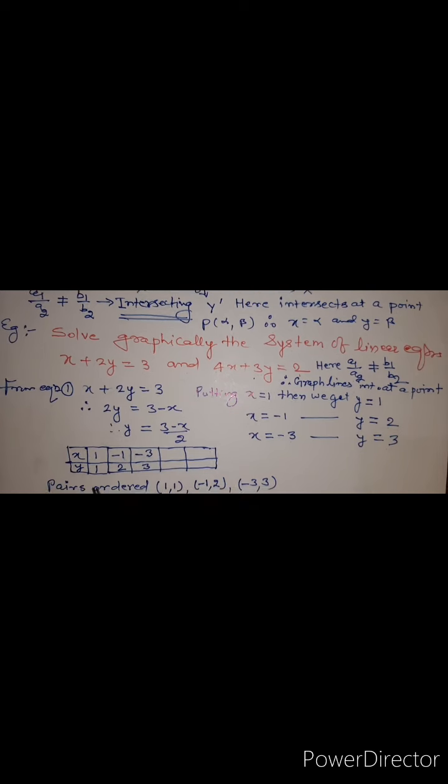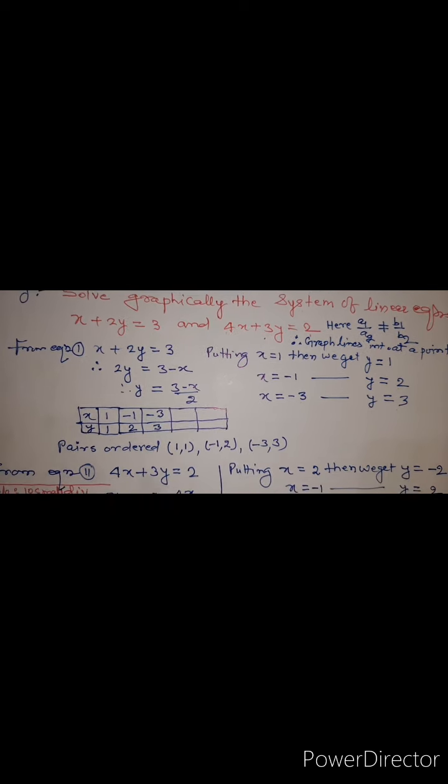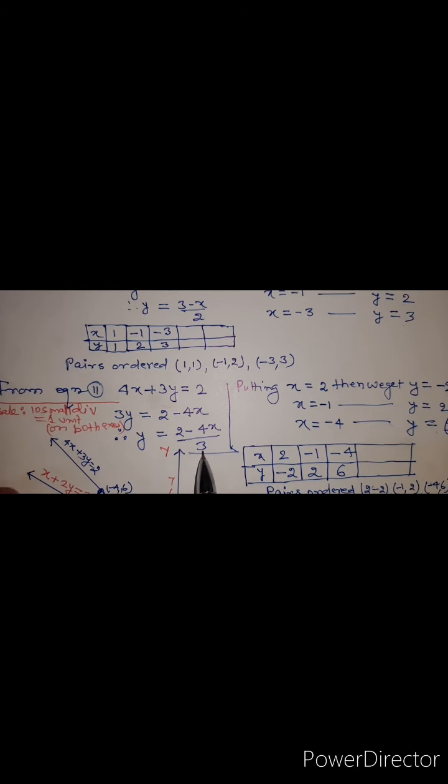Here I have prepared a table for pair of order 1 1, -1 2, -3 3. These all are coordinate points. From equation second, here is the equation second. Look at here, 4x plus 3y equal to 2, 3y equal to 2 minus 4x. So therefore y equal to 2 minus 4x by 3.